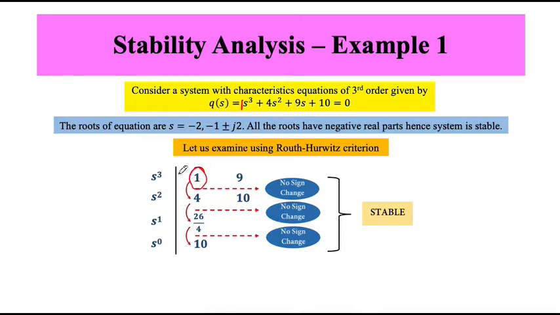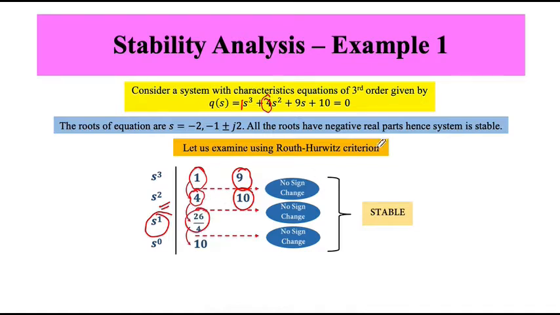Then I go to s square, and this is 4. So Sn minus 1 is here. I'm looking for s power 1 now. So this is 4, s power 1 is here, 9. Then I will apply 10 here. Okay, so I will just compute how I do this.